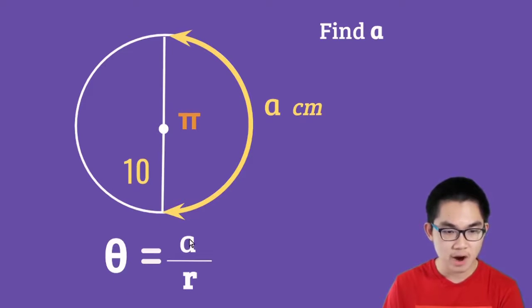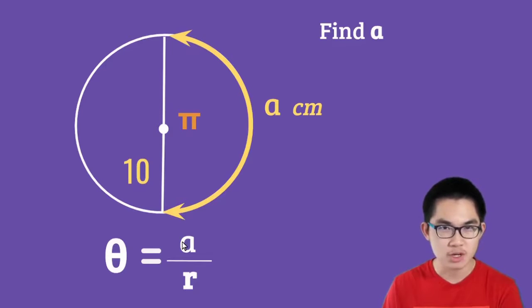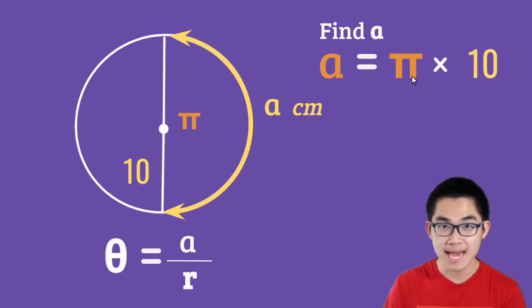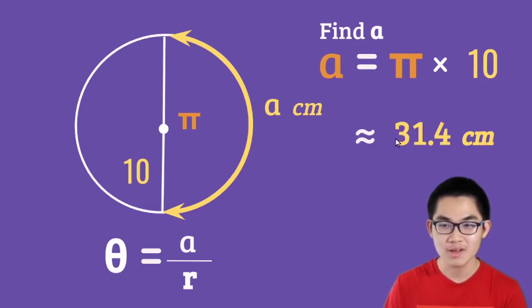To find the arc length, we basically multiply both sides by the radius, and that's going to leave the a on one side of the equation, which is a is equal to the angle multiplied by the radius. And so since the angle is pi radians, we put pi in here, and then the radius is 10 centimeters, and so it's basically pi times 10, which is about 31.4 centimeters. Okay, let's do a few more.